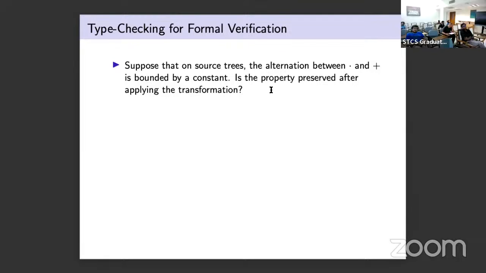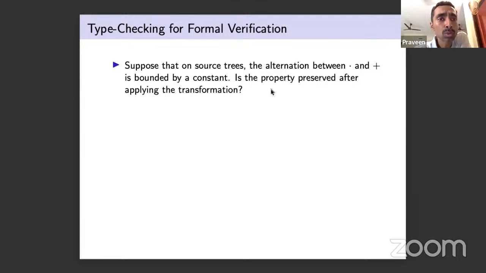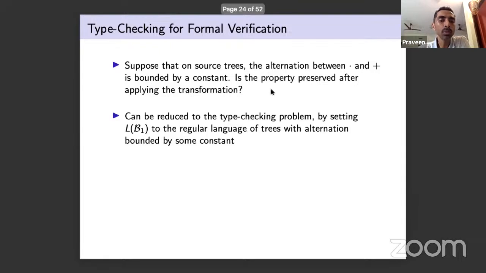Okay. Right, so that is the alternation that I'm talking about. And now suppose you want to check that applying the transformation that we have to such trees should not violate the property of having constant alternation depth. Right, so this is what you want to check. And it turns out that this can be reduced to the type checking problem. All you have to do is set B1 and B2 appropriately.